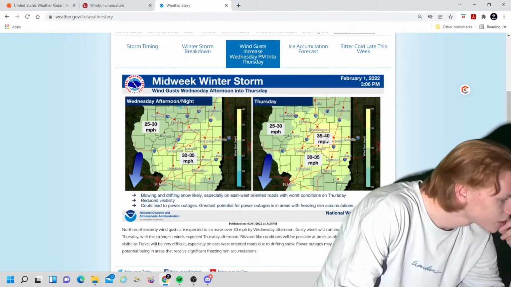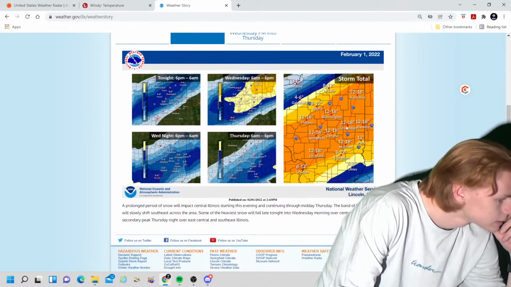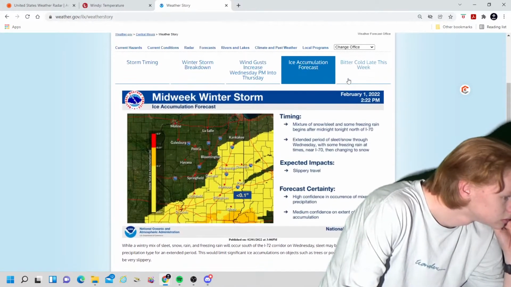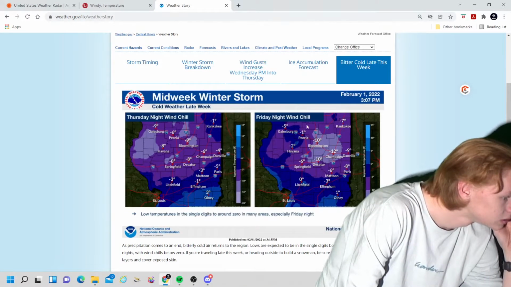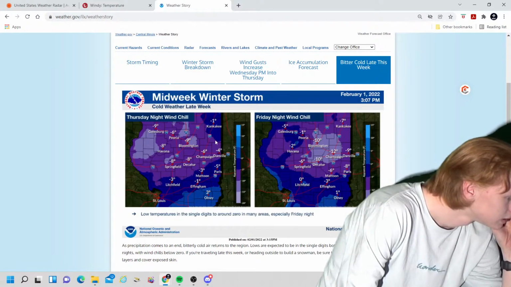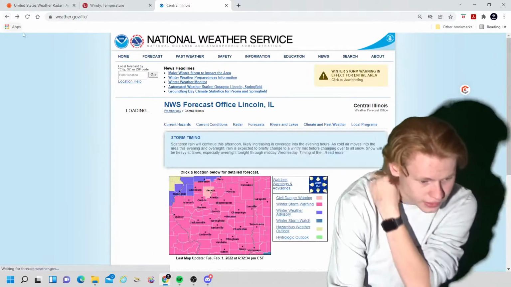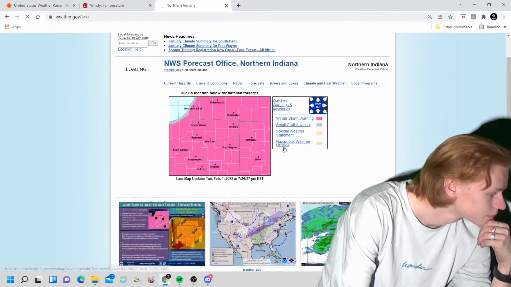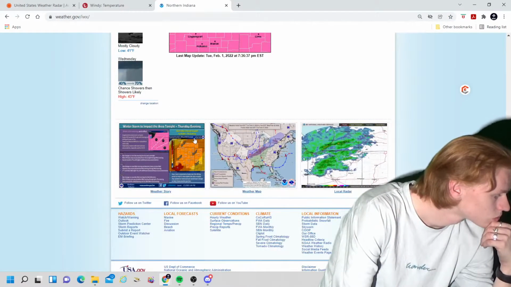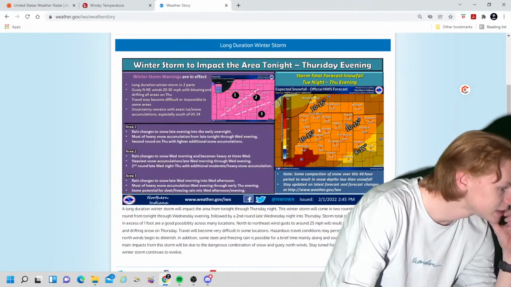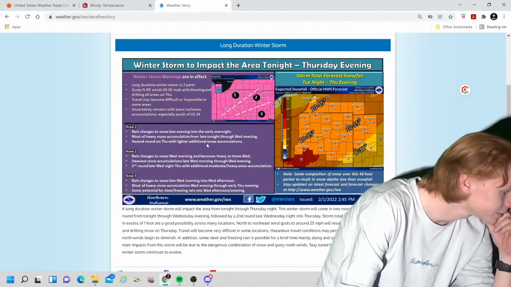Wind gusts increase Wednesday 30 to 40. Oh, God. 12 to 18. I'm not even seeing 20 inches in Illinois. And then again, these are wind chills. 10 below, 1 below, 5 below, 0, 1, -3, -8, -12. Yes, Indiana and Illinois. Indiana's right here. Eight to 12 inches, 10 to 15 inches. Storm total forecast snowfall Tuesday night to Thursday.